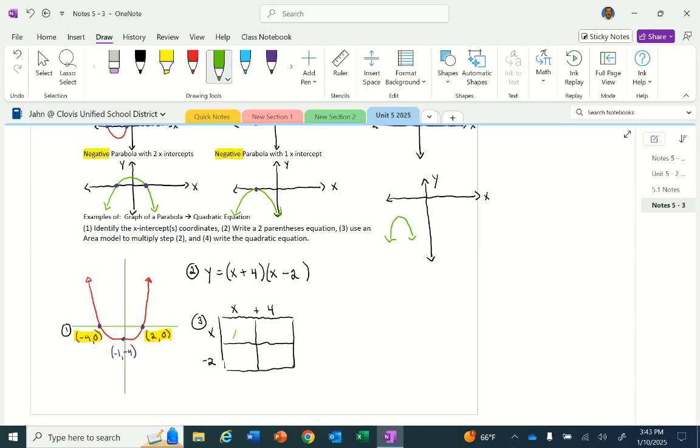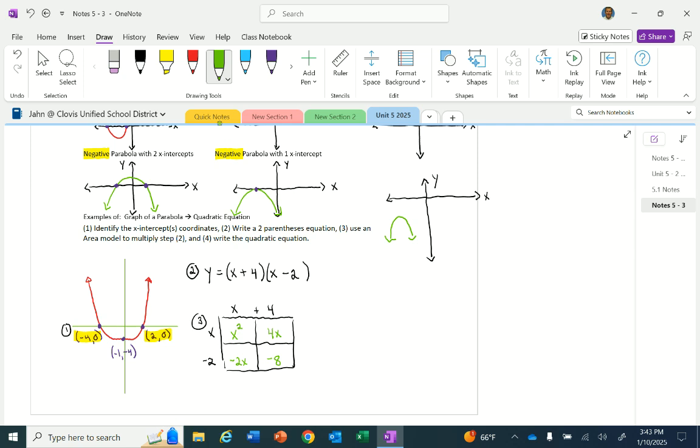In the top left box, we're going to put x squared, and that's because that's the result of x times x. In the top right box, we would put a 4x. 4x is the result of +4 times x. In the bottom right box, we put a -8. -8 is the result of +4 times -2. And then in the bottom left box, we put a -2x. And that's because that's a result of x times -2.